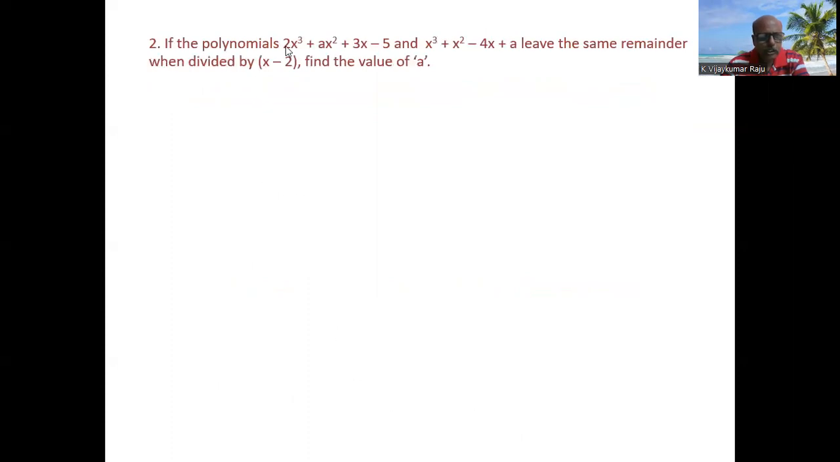If the polynomials x³ + ax² + 3x − 5 and x³ + x² − 4x + 8 leave the same remainder when divided by x − 2, find the value of a. That means when you divide the first polynomial by x − 2, you will get a remainder, and if you divide the second polynomial by x − 2, you will get another remainder. These two remainders are equal, it says. Let us see how it is.